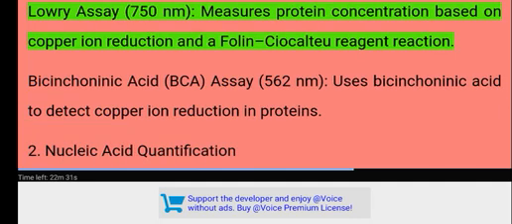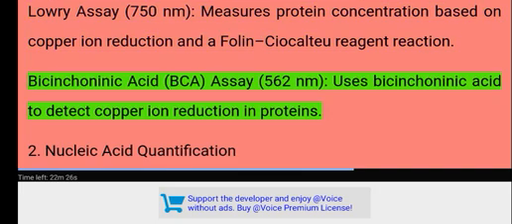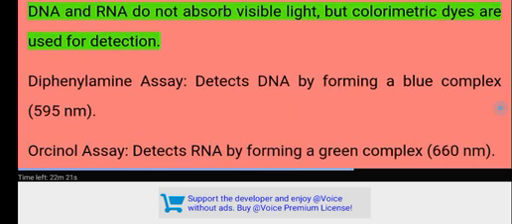Lowry assay, 750 nanometers, measures protein concentration based on copper ion reduction in a Folin-Ciocalteu reagent reaction. Bicinchoninic acid (BCA) assay, 562 nanometers, uses bicinchoninic acid to detect copper ion reduction in proteins. 2. Nucleic acid quantification. DNA and RNA do not absorb visible light, but colorimetric dyes are used for detection.